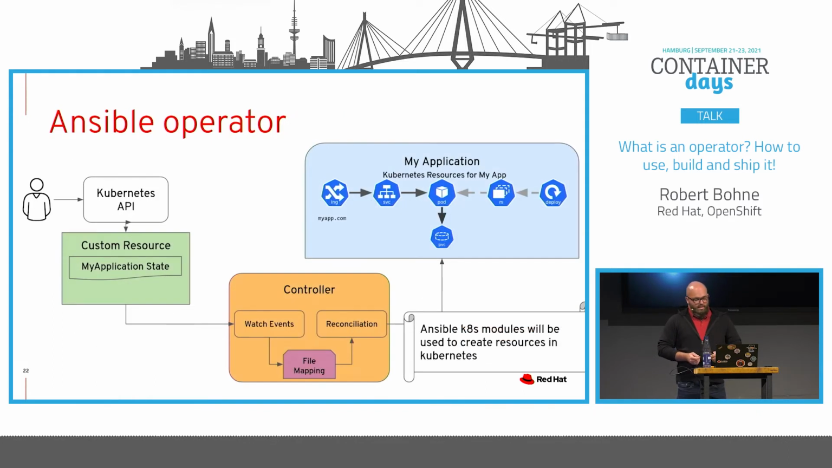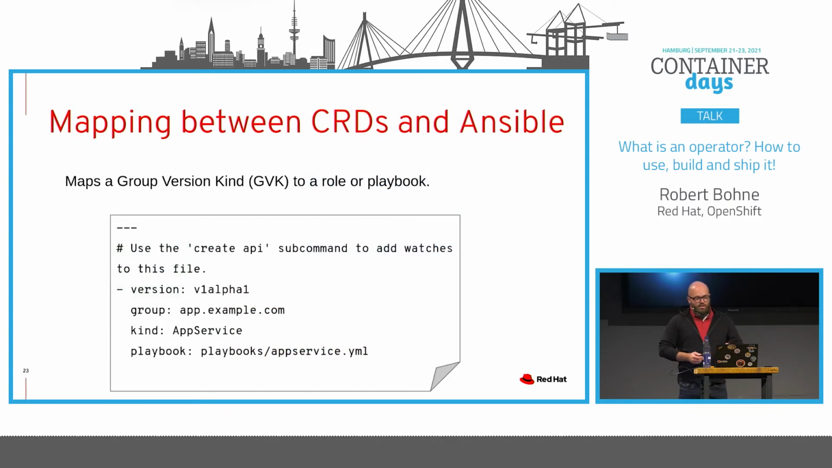And how does it look in detail? In the controller part, the SDK takes care of those event watchings. And then you have a mapping file, and the mapping file describes on which CRD which playbook should be run. Here, in the example from the mapping file, you describe which CRD is in use, and then which playbook or role has to be called if something changed on the CR.